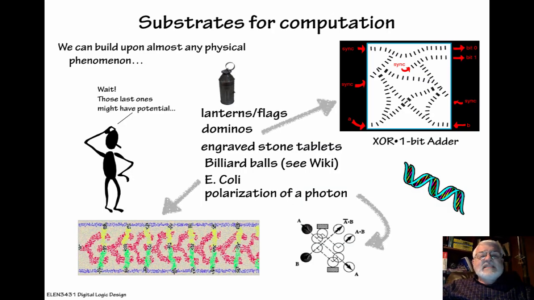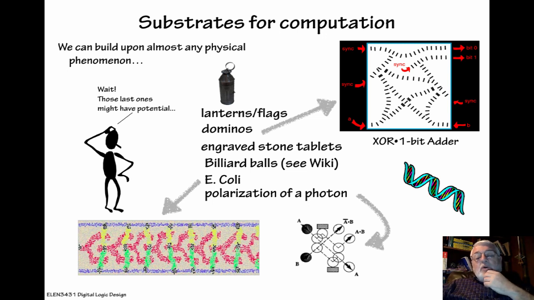Okay, let's talk about substrates for computation. We can build upon almost any physical phenomenon. We just mentioned lanterns and flags. We could create an information processing system with dominoes. And that's what that example is there in the upper right corner. That's an exclusive or one-bit adder. Now, you probably don't even know what that means. It sounds like Klingon at this stage.